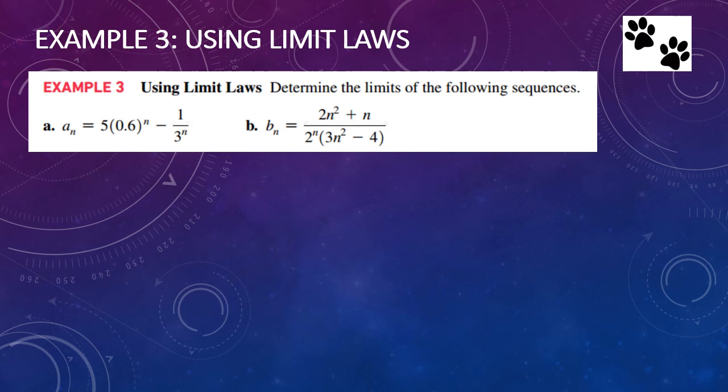So let's look at example 3. Using limit laws, determine the limits of the following sequences. a sub n equals 5 times 0.6 to the power of n minus 1 over 3n, 3 to the power of n. And b sub n equals 2n squared plus n over 2 to the power of n times the quantity of 3n squared minus 4.